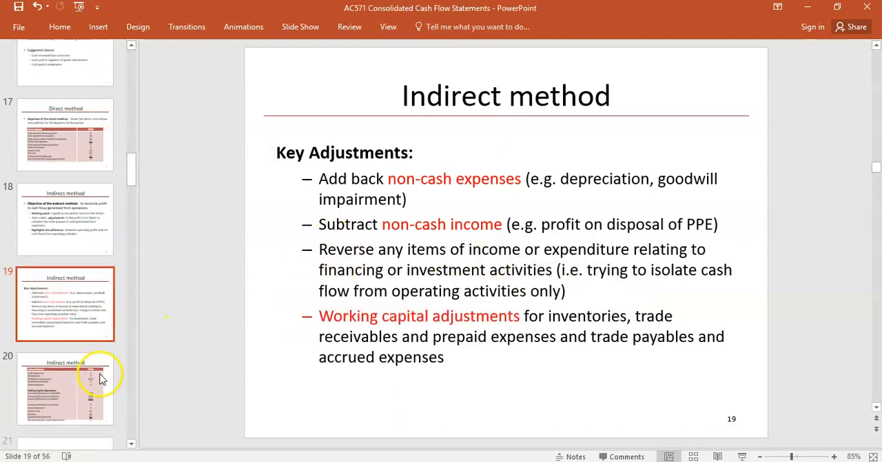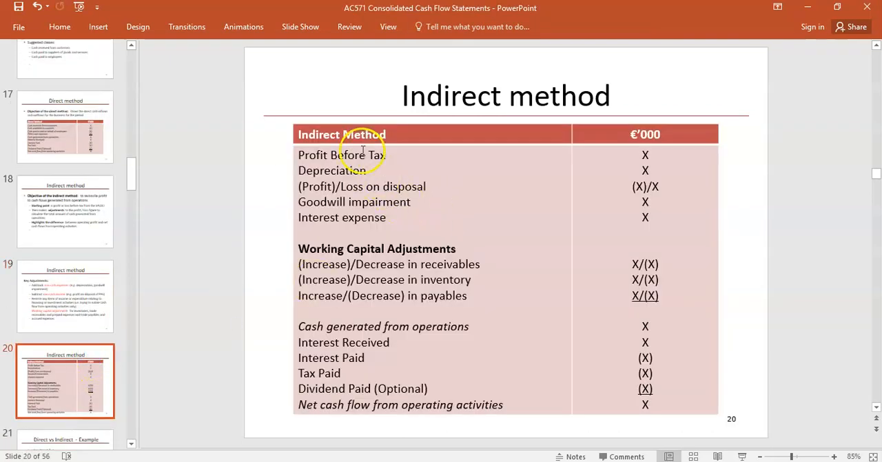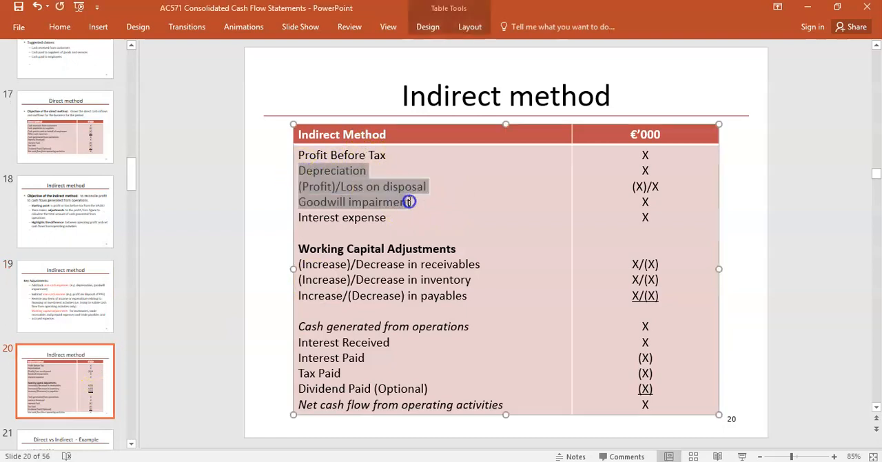Right. And then it should look something like this. You start with a profit, you make your non-cash adjustments, you do your working capital adjustments, and this is the figure that's important. That's going to be the same figure here as it was in the direct method.